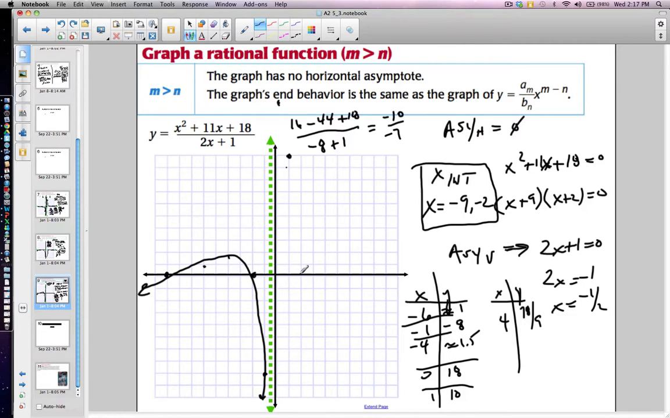So 1, 2, 3, 4, 1, 2, 3, 4, 5, 6, 7, 8.5. So you can see I'm getting this curve again. I'm going to make an assumption that this is going to come through here and head back out over that way. I'd know best by putting in maybe like 10. So I'd get 100 plus 110, that's 210, plus 18 is 228 over 21. So yeah, that's going to be right around in this area here.